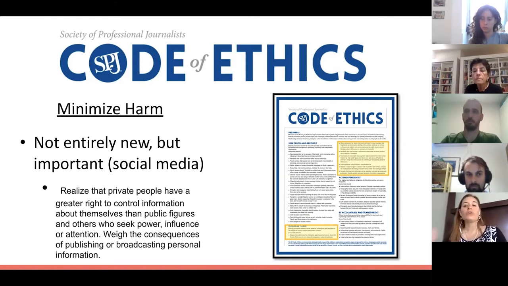And so when you're thinking about minimizing harm, things to think about: there's a difference between someone who might be a private citizen versus a public figure.